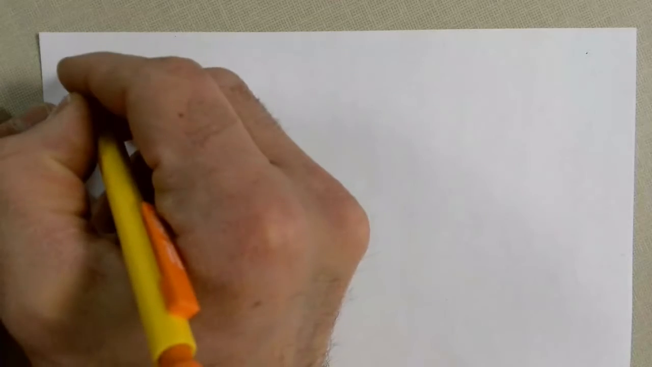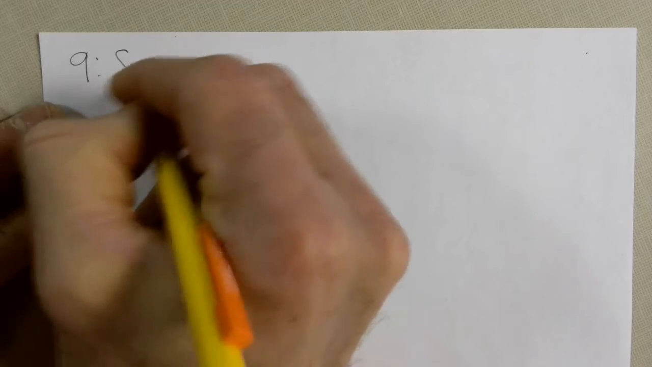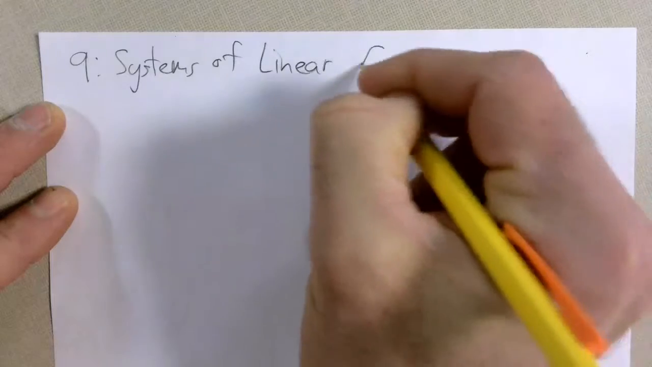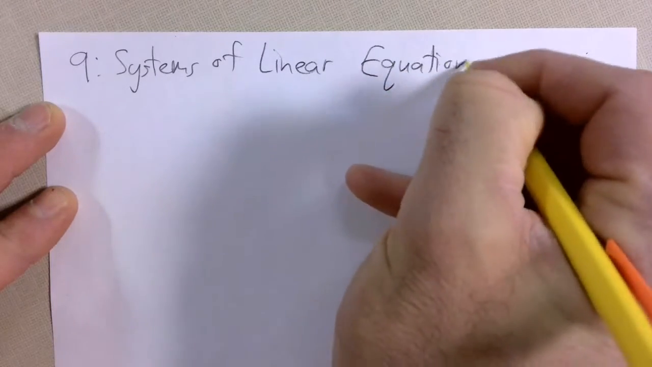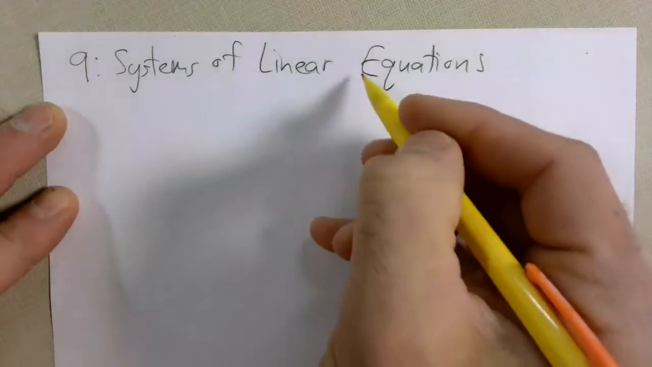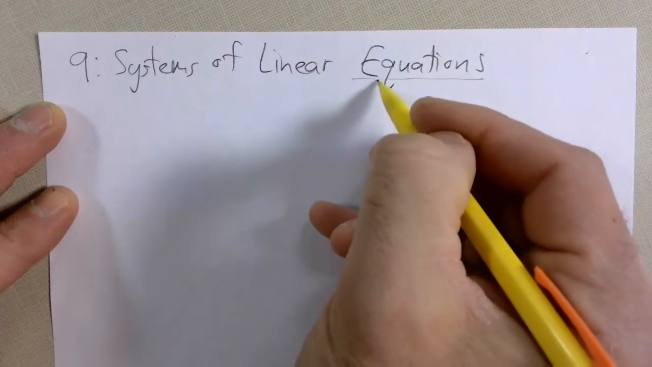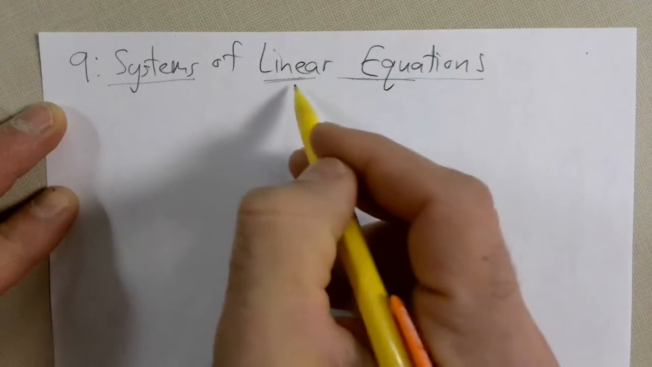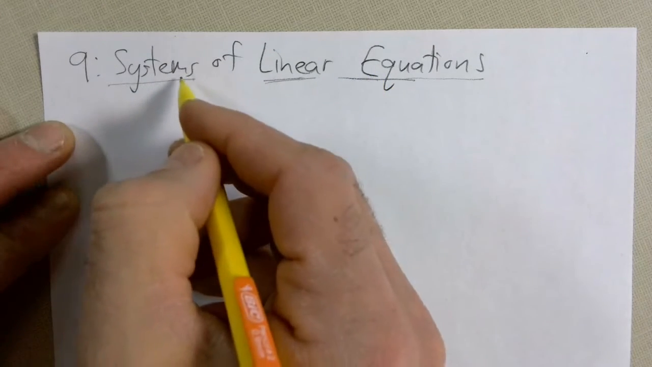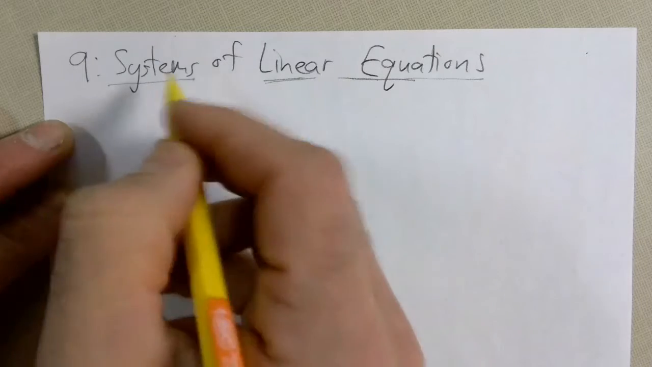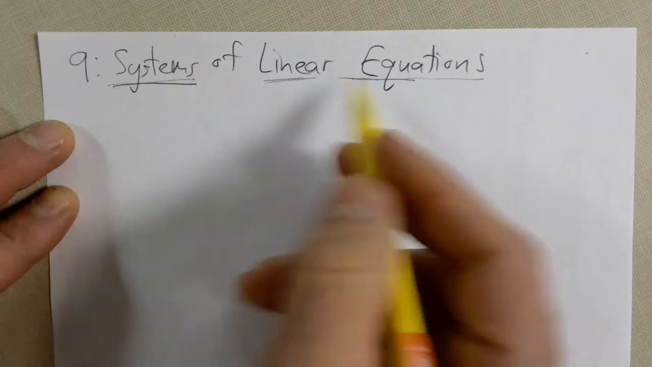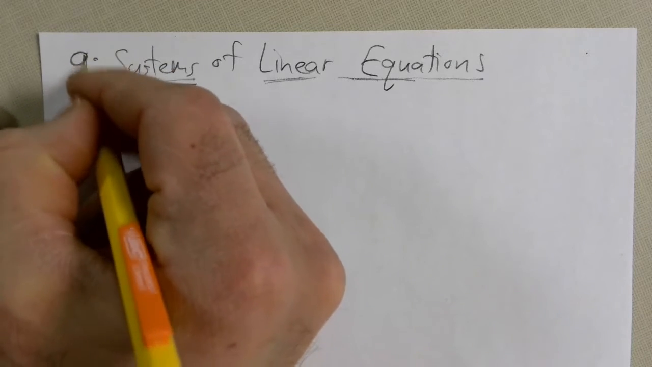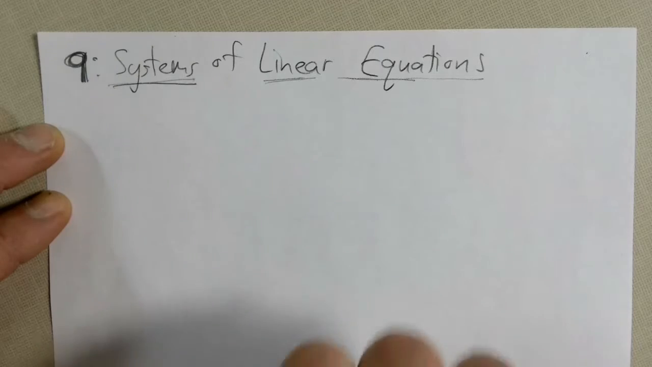Chapter 9. We're starting a new chapter. Systems of linear equations. Linear equations, you remember, are equations that graph as lines. So we say linear equations. A system of linear equations is a group of linear equations that are on the same graph, let's say. So we're going to take a series of equations and find where they have a common answer.